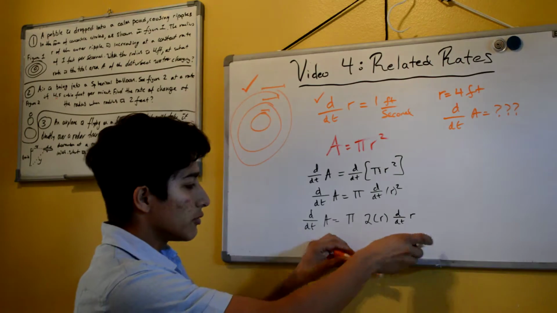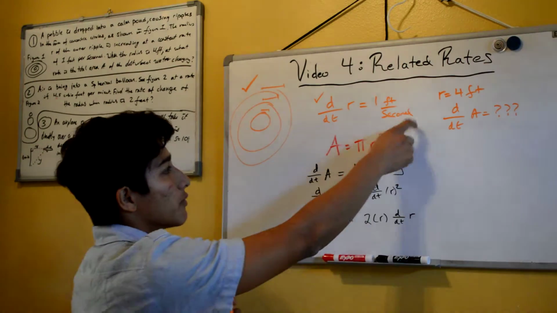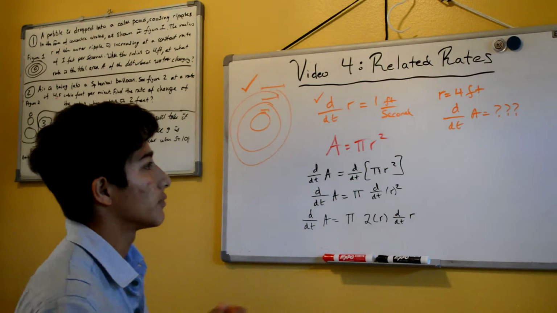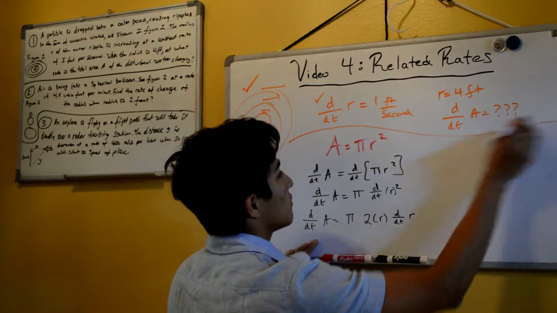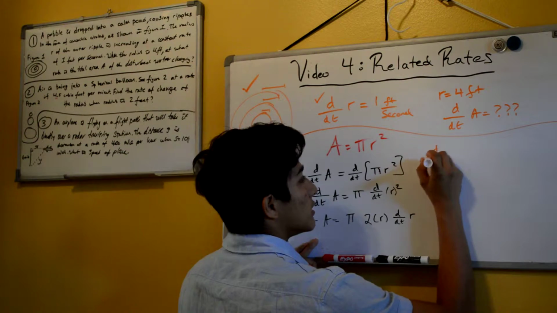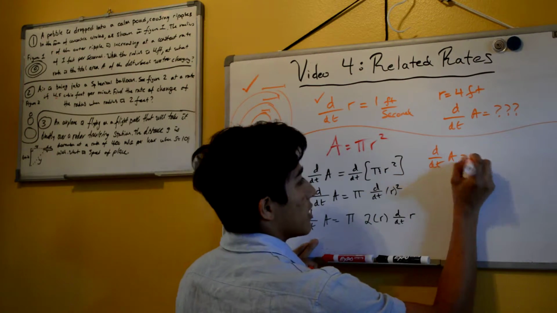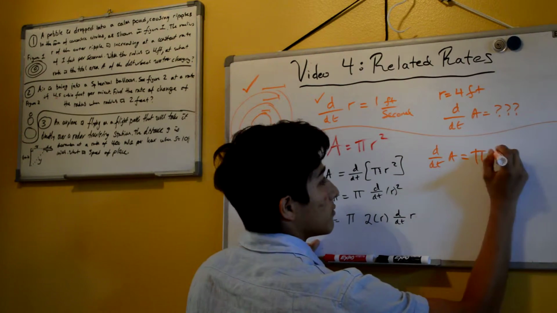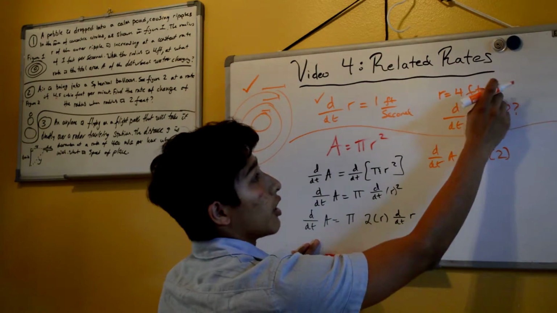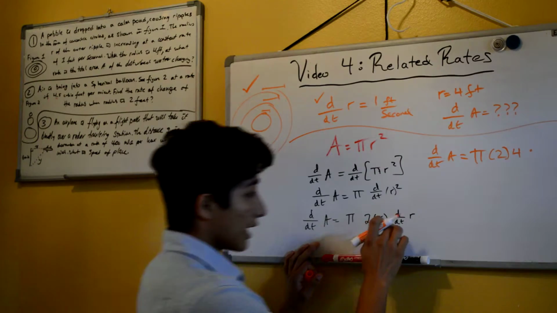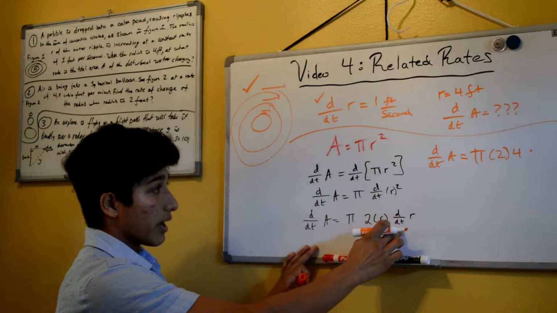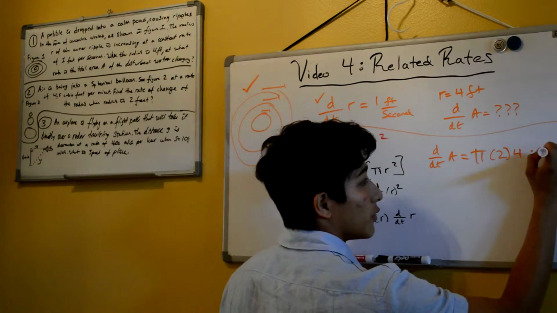Now all we have to do is just plug what we have up here into our equation. So we're trying to find d dt of the area, right? Okay. Pi times 2. It tells us the r is 4 feet, right? So times 4 times, it tells us the rate of r, what it's changing, times 1.